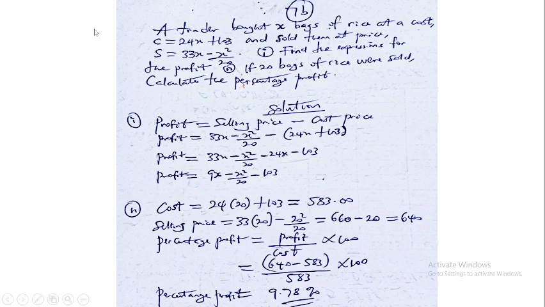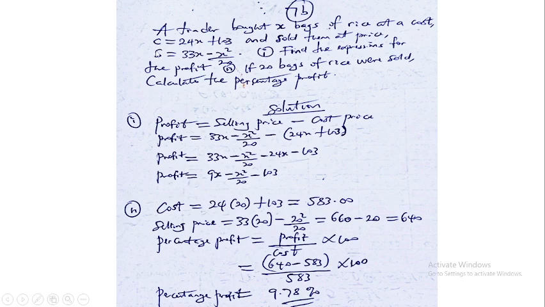So we are told that a trader bought x bags of rice at the cost, this is the cost, C equals 24x plus 103, and sold them at a price, this is the selling price. This equation represents the selling price. S equals 33x minus x squared over 20. So now question 1 says find the expression for the profit. We have to find the expression for the profit.